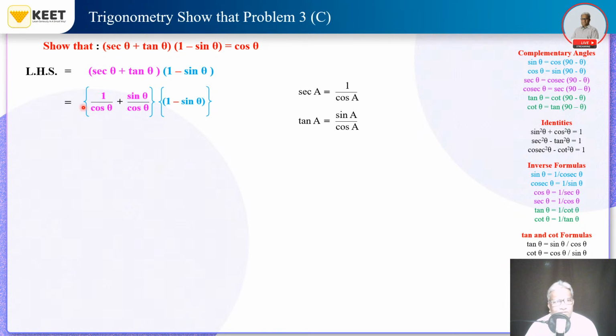Now observe the first bracket. In the first bracket, the denominators in the two fractions are same. So you can directly add up the numerators. So when you add the numerators, it will just become 1 plus sine theta upon cos theta. So the denominator is written once. So your step is like this, and the second bracket will be kept as it is. There is no modification necessary there. So it will be 1 minus sine theta.